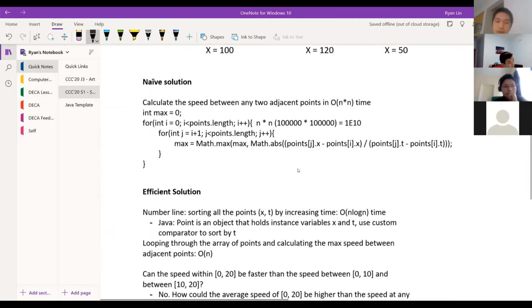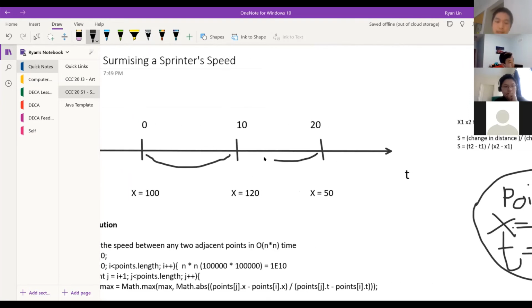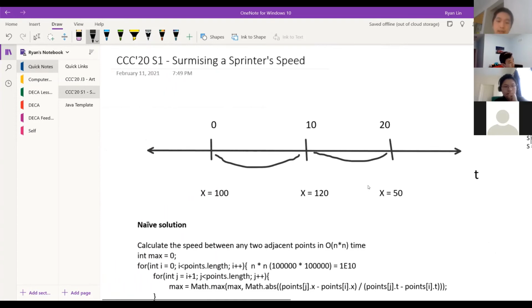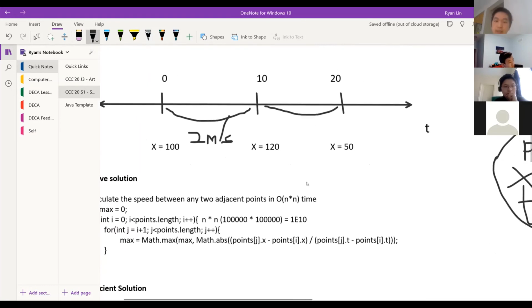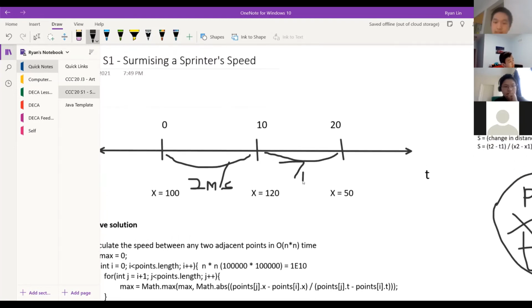Well, after we sort it, we only have to calculate the speed between every pair of adjacent points. I calculate what's the speed between here, and what's the speed between here, right? So here, the difference is 20. 20 divided by 10, well, this is 2 meters per second, right? We're just using the plain old formula here. Between 10 and 20, it's 70, right? This is the difference divided by 10. That's just 7 meters per second. I hope I'm calculating it right.